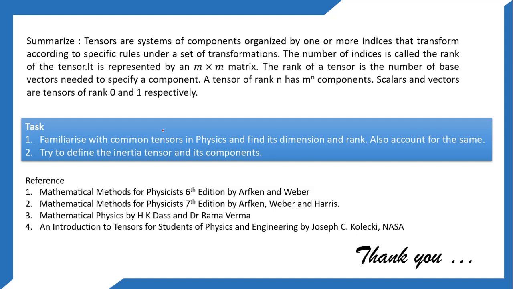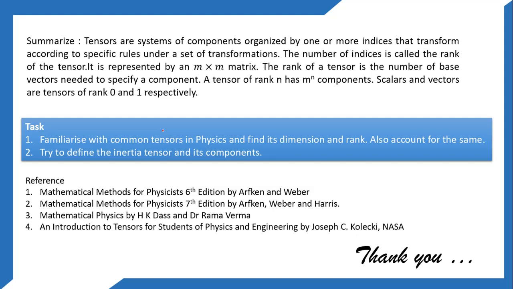So let us summarize what we have learned in this lecture. Tensors are systems of components organized by one or more integers that transform according to specific rules, that is, a set of transformation rules. The number of integers is called the rank of the tensor. The integers, that is i, j, which we come across, can be written as a subscript or a superscript. We will come to that later. So the number of integers in the component gives us the rank of the tensor.